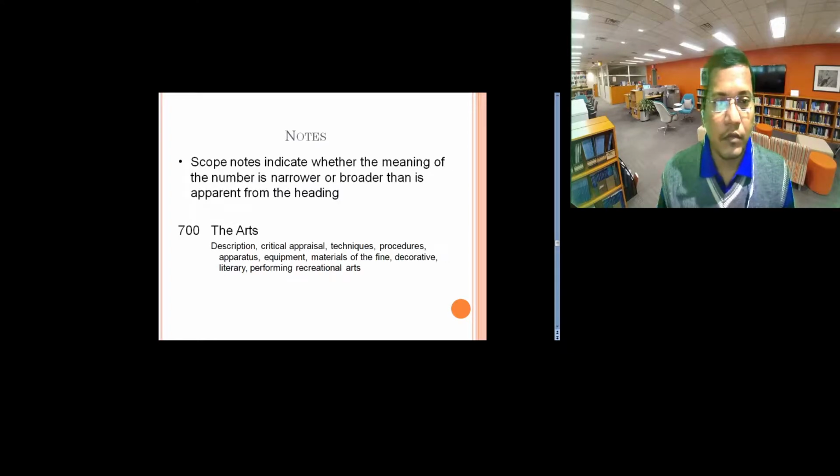Now the scope note indicates whether the meaning of the number is narrower or broader than is apparent from the heading. For example, the arts: the description, critical appraisal, techniques, procedures, apparatus, equipment, material of the fine, decorative, literary, performing and recreational arts. So it expresses the scope of the work, the arts, and that's why it is known as a scope note.